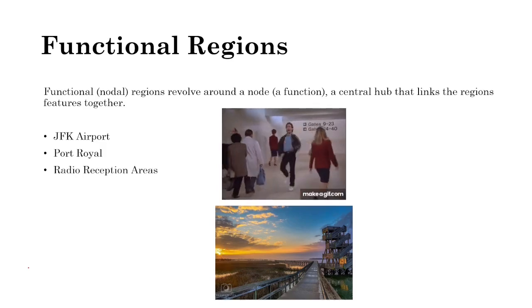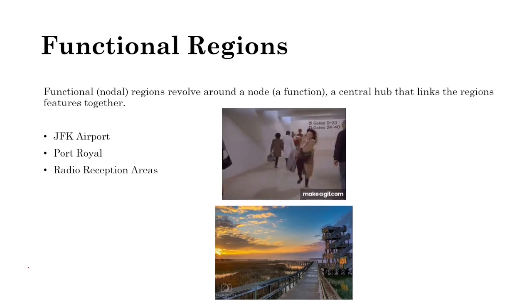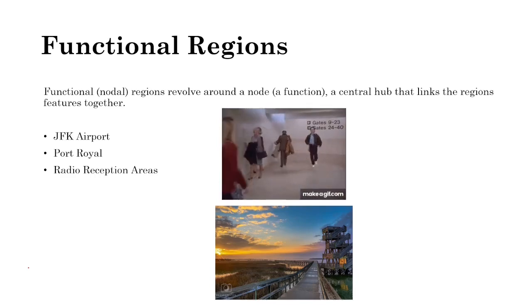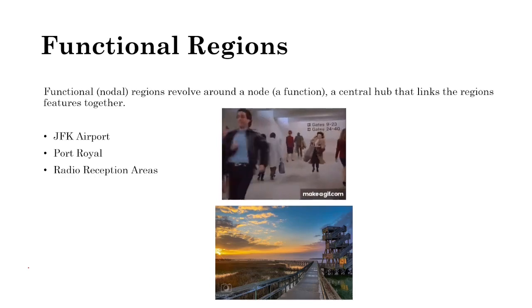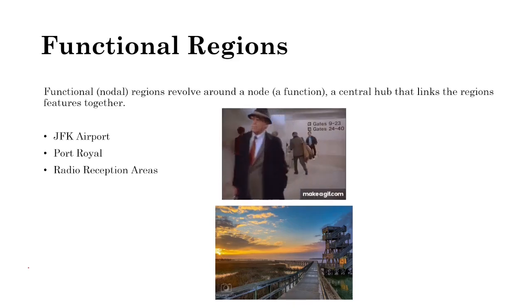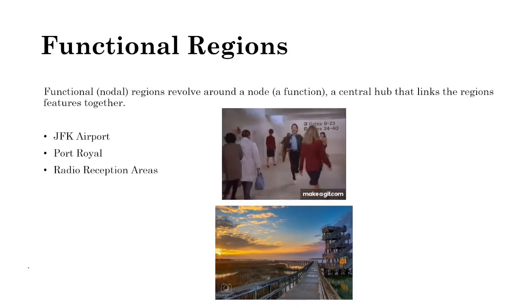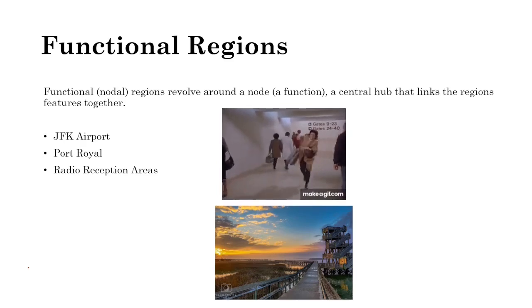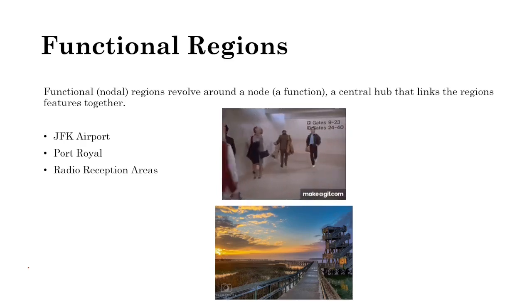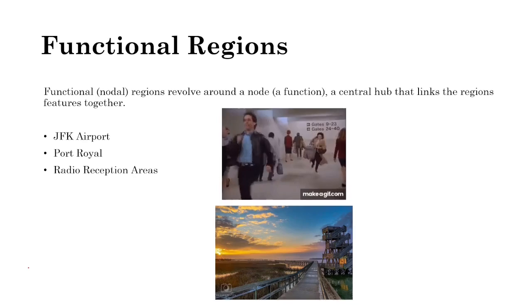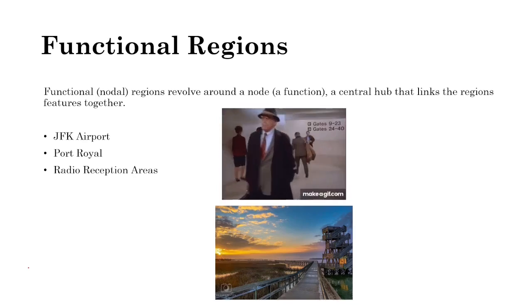Radio reception areas, where the signal is transmitted from, the satellite or the tower. That's the function, the node. And then who can receive the signal is part of the region. If I'm in Oregon, I'm probably listening to a radio station in Oregon as well. If I go to Arkansas, I probably won't be able to hear it because I'm not in the region anymore.